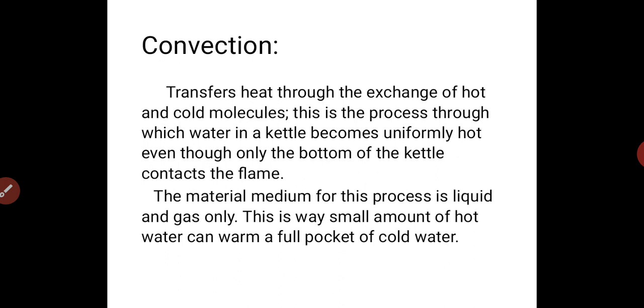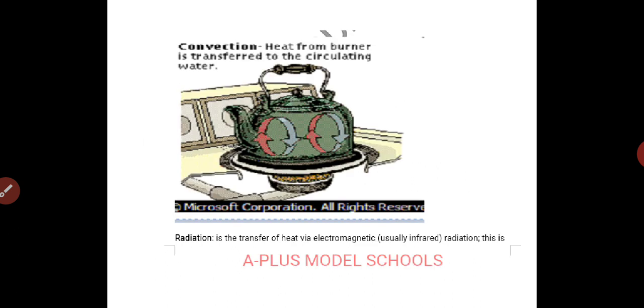This is a way a small amount of hot water can warm a full bucket of cold water. So that is convection. This is the illustration here. You can see how the arrows signify the movement of each flow. You can see the red arrow coming down, heating up the rest of the water, and that's how it circulates through convection.